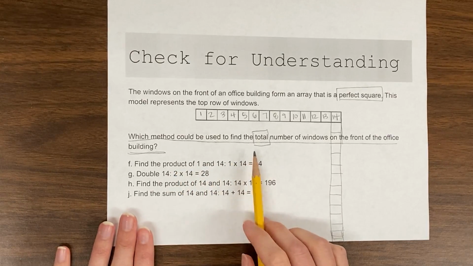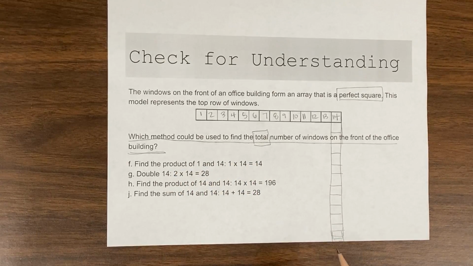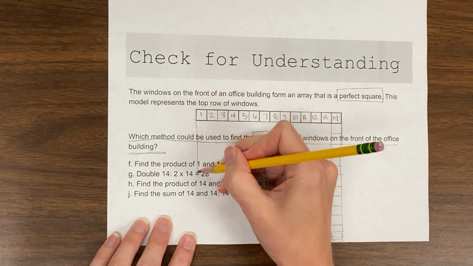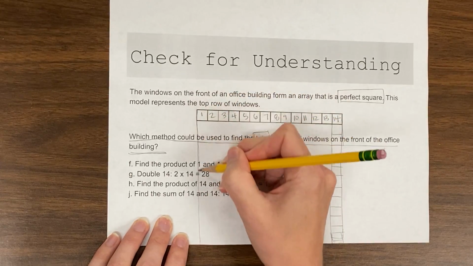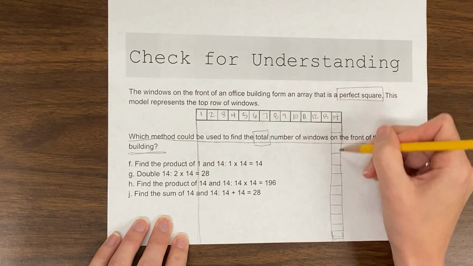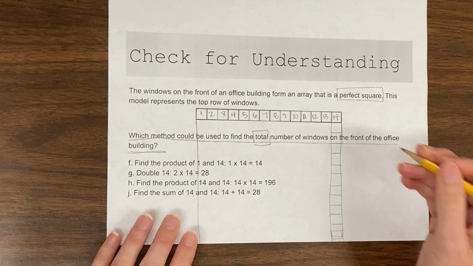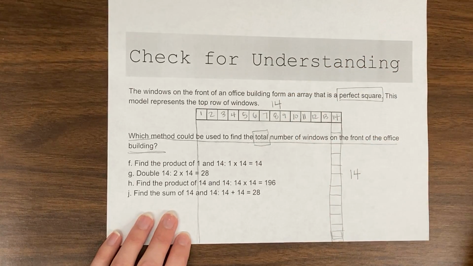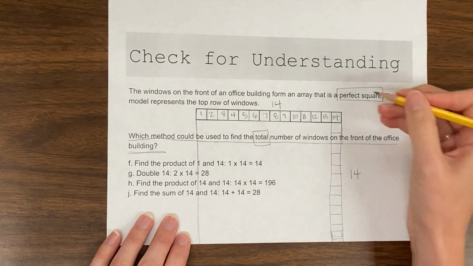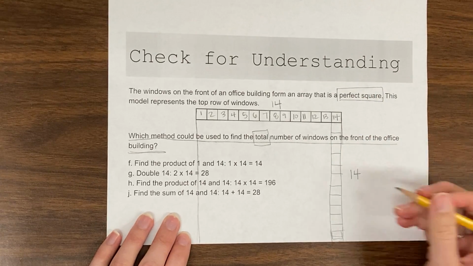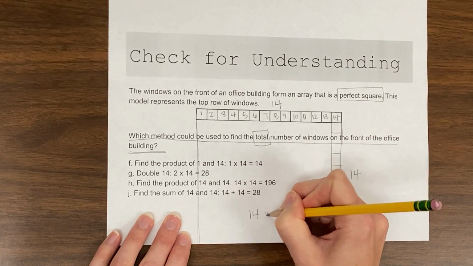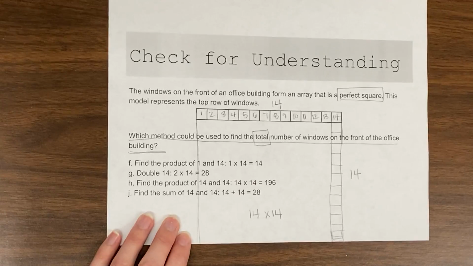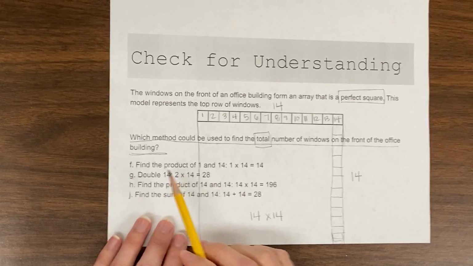Now we need to figure out what equation is going to represent this perfect square. All right, so my building looks like this. I have 14 windows going across, 14 windows going down. So I'm going to have 14 and 14. Knowing what I know about area models, I'm going to multiply those two together. So 14 times 14 to find my answer. So let's look at our answer choices.